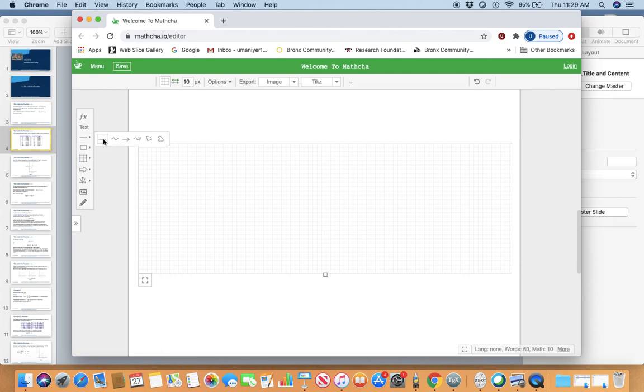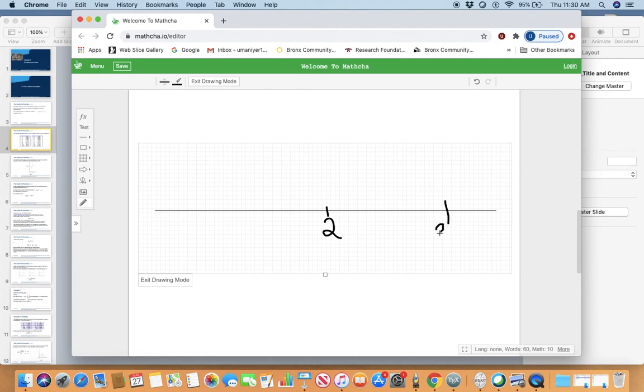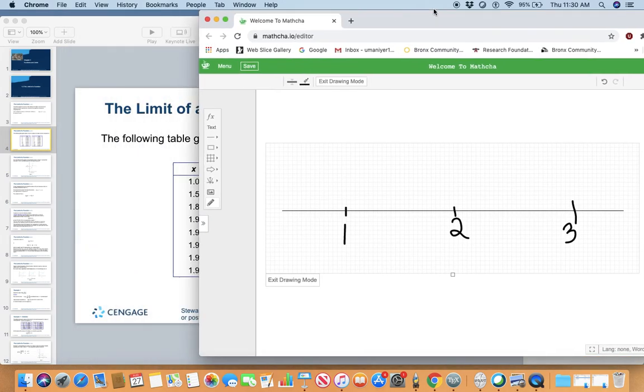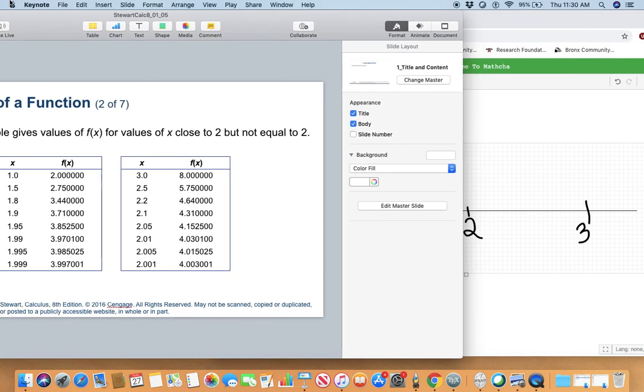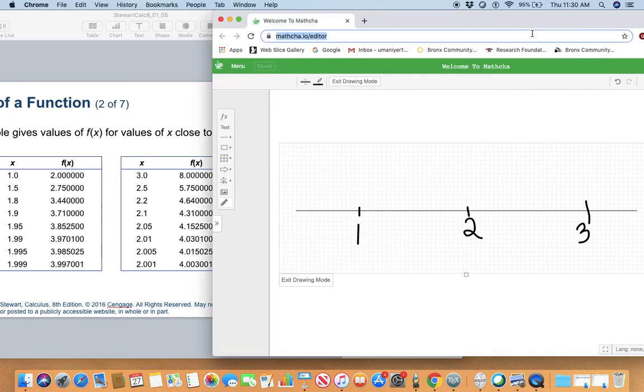Let's see. Say this is your number line. All right. So somewhere here is 2. Somewhere to the right of 2 is 3. Somewhere to the left of 2 is 1. So what are we doing in this particular table? X values start at 1, then go to 1.5, then go to 1.8, 1.9, 1.95, 1.99, so on. So it's getting closer and closer to 2.